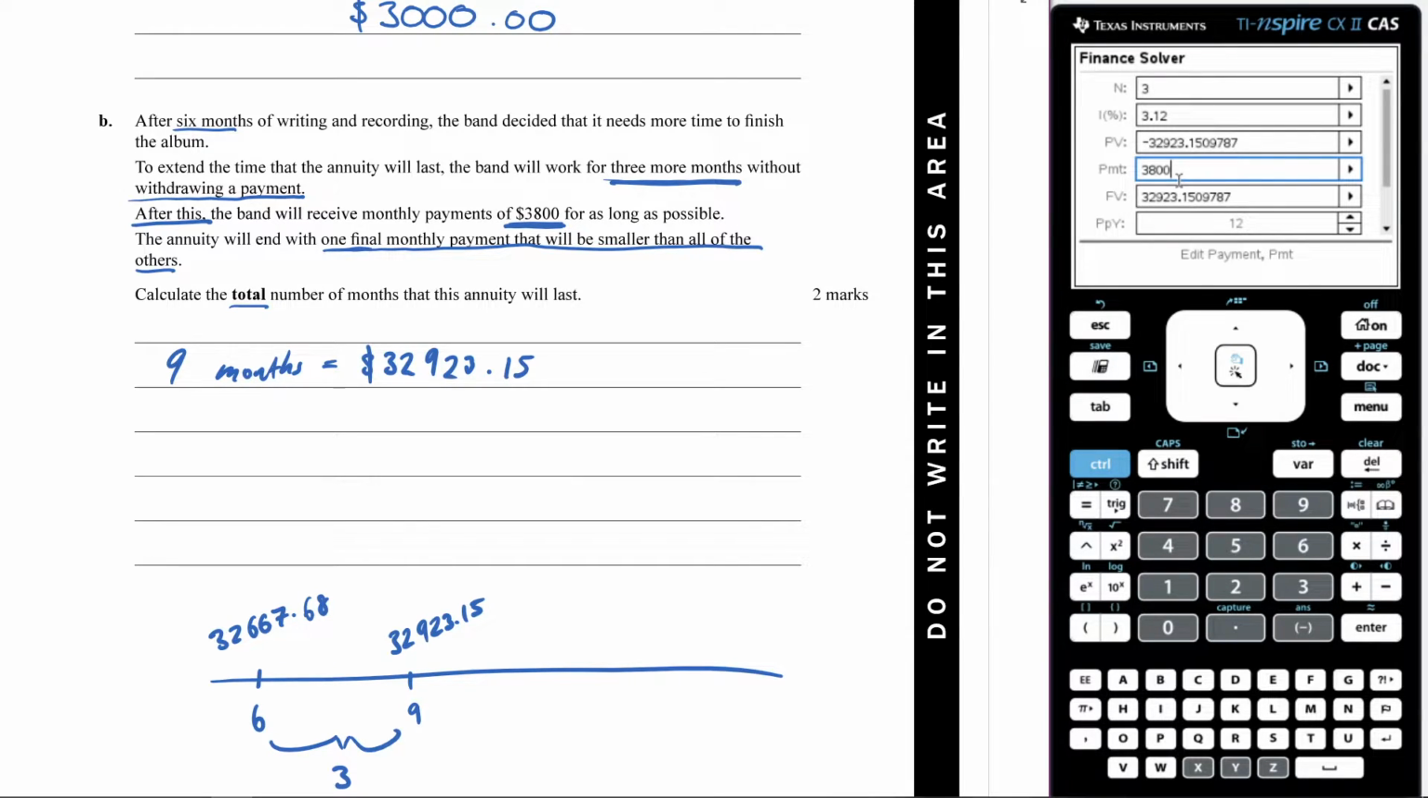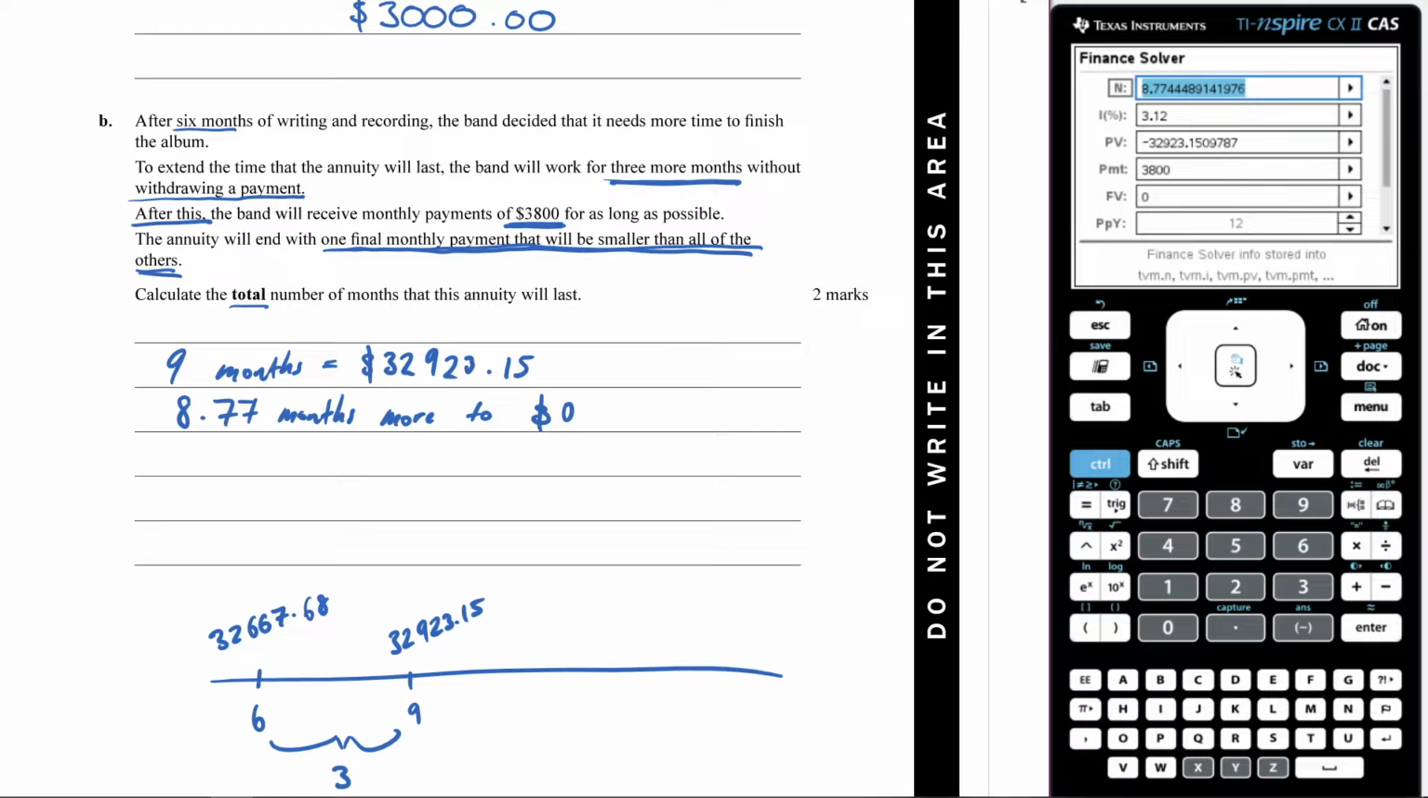The annuity will end with one final payment that will be smaller than the others. So what I now want to figure out is how long can I take out $3,800 each month until this thing hits 0? So that's what I want to do now. So I hit enter, and it's going to tell me it's going to be 8.77. So 8.77 months more to $0. But now this is where you've got to be careful about rounding.